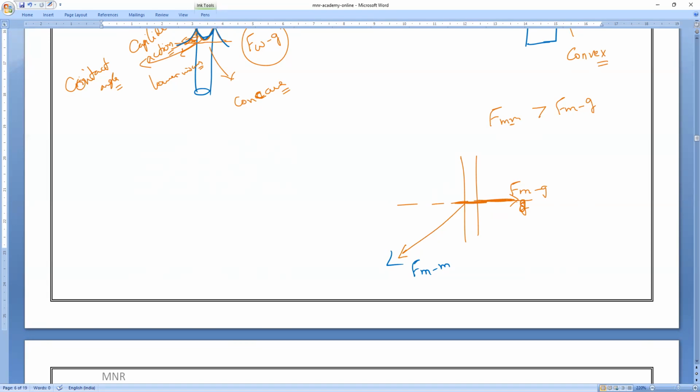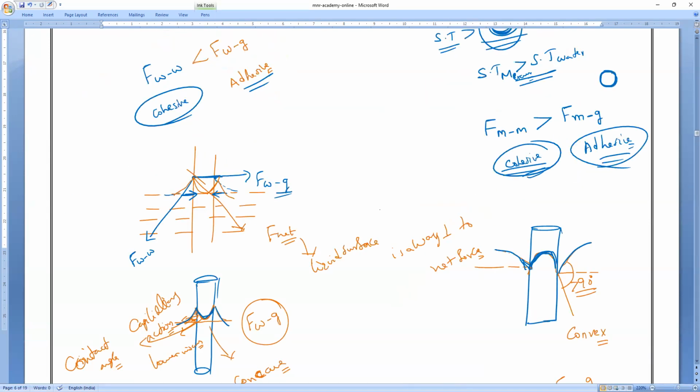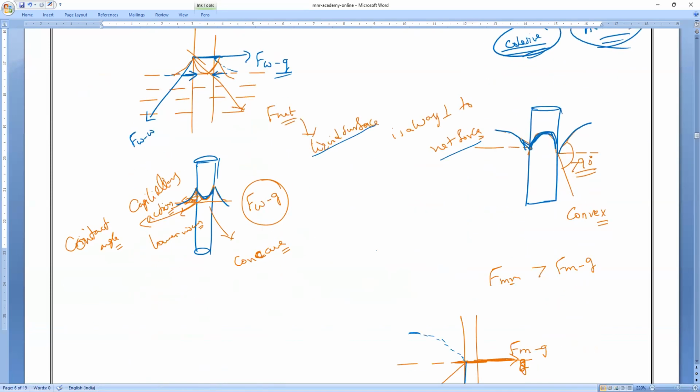So then, as we know, everybody, it is forming the depression. So the net resultant force acting between them, that is the F net. So F net will act between them. So F net, always what will happen? It is perpendicular to the liquid surface. It will always be perpendicular to that. That is what you have to remember.